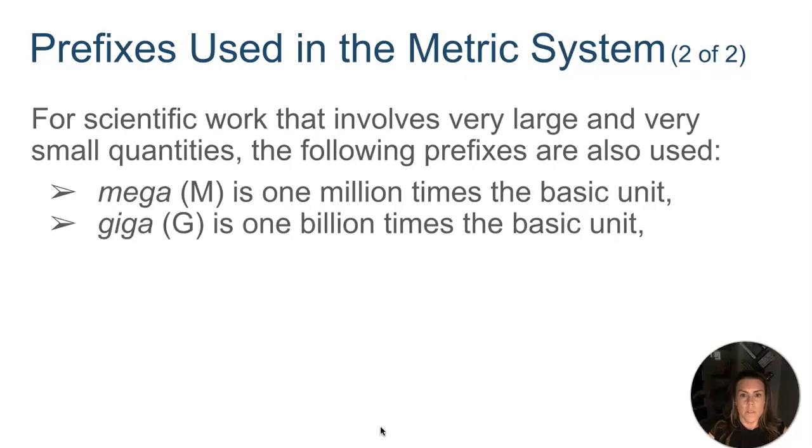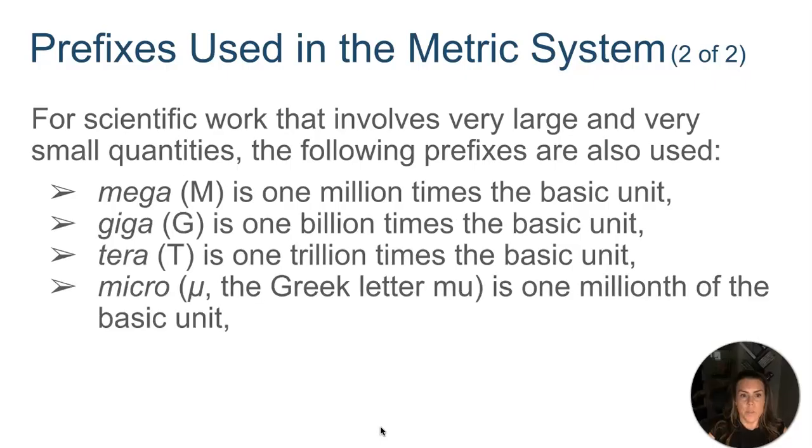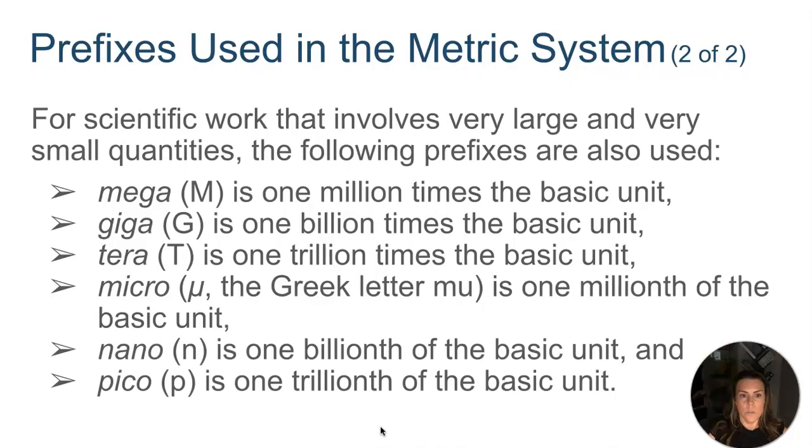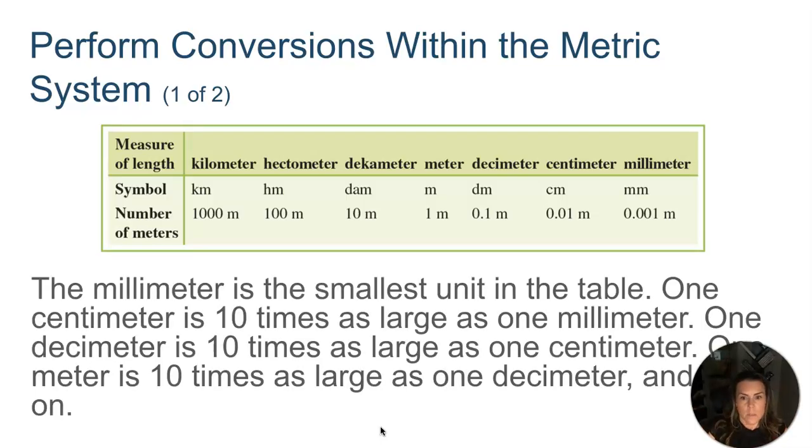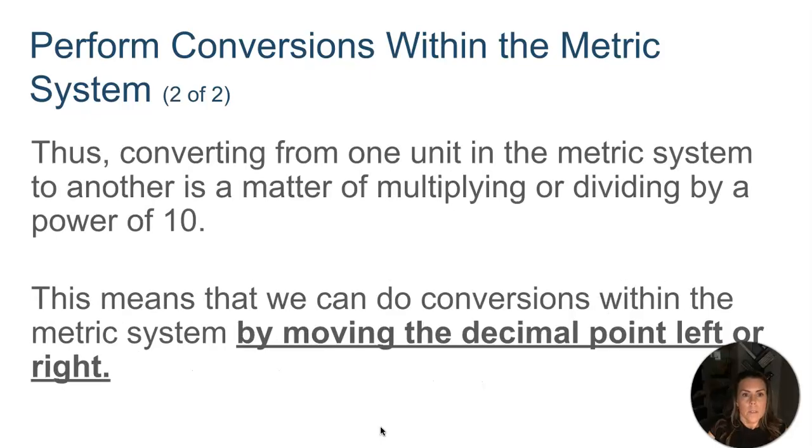So here are some of the very large and very small quantities that are used in the world. But we're going to mostly be working in these dimensions. The millimeter here is the smallest unit on this table, and the kilometer is going to be the largest. So how do we do these conversions?